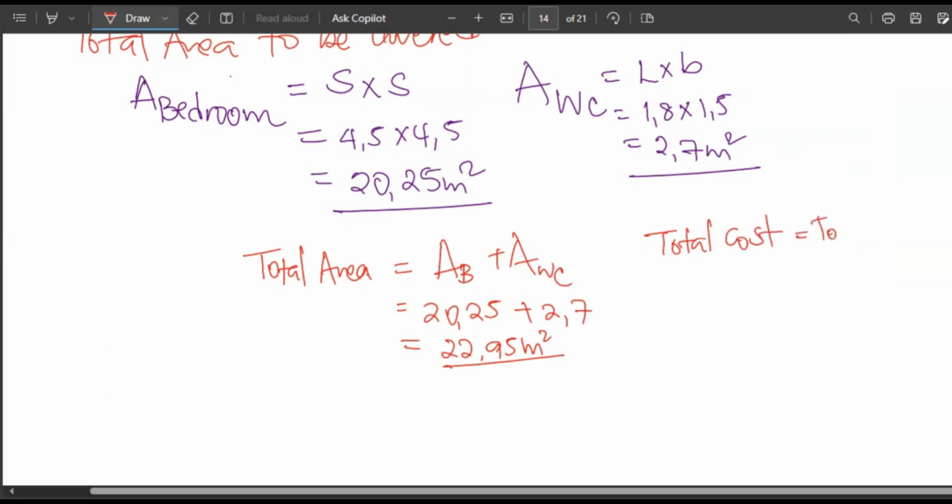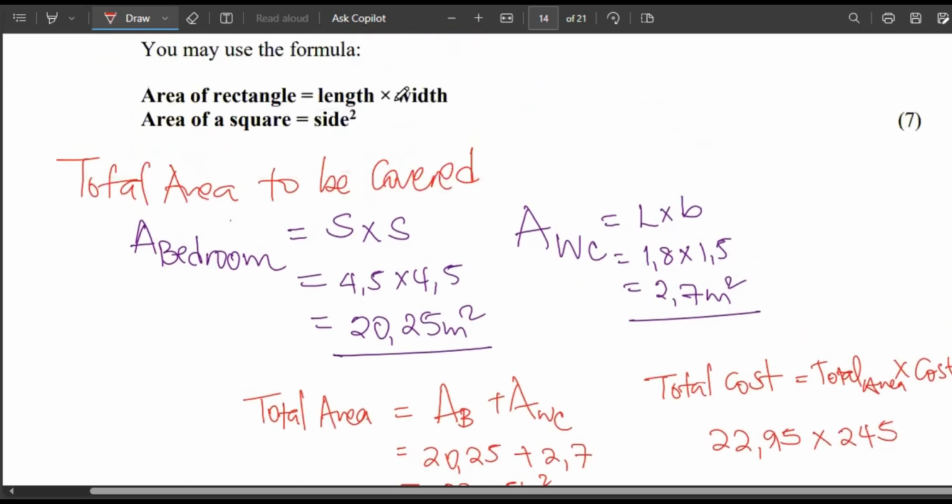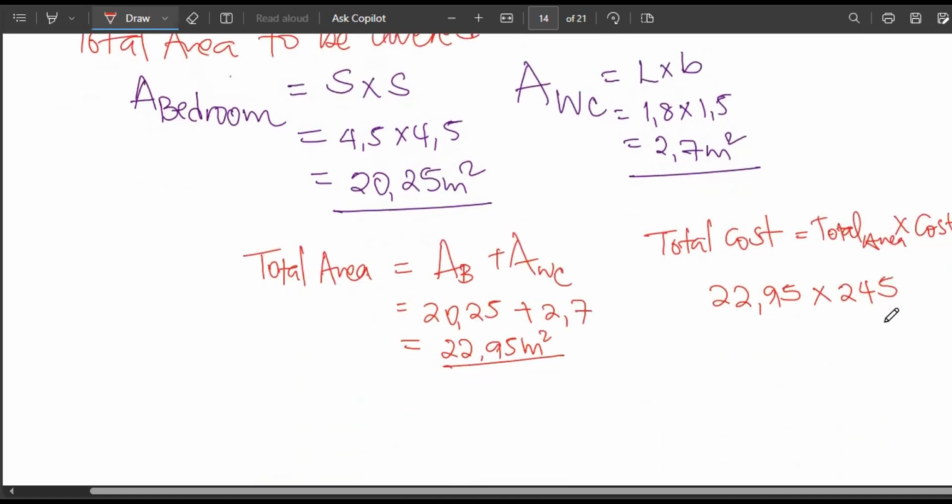will equal the total area times the cost per meter squared, which is per area. So we shall get 22.95 times 245. So the person will have to cater for 5,622 rands 75 cents.